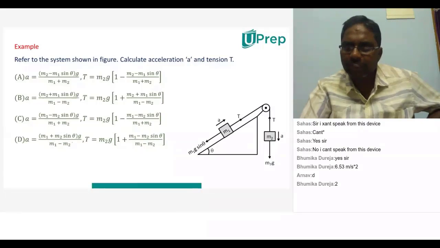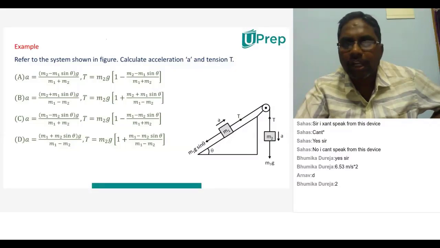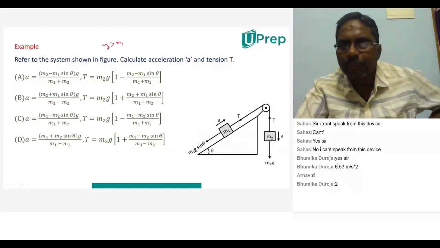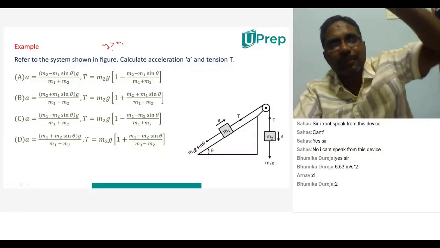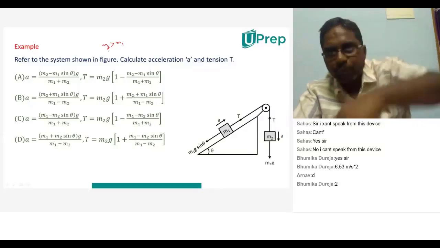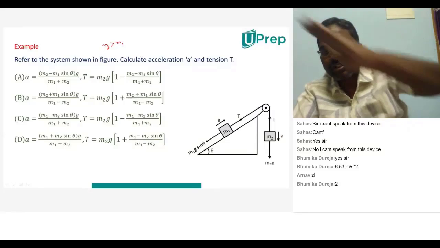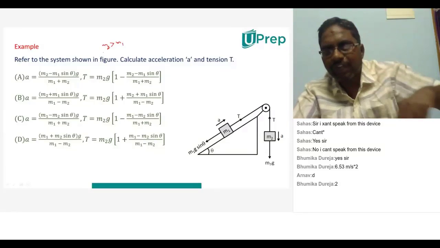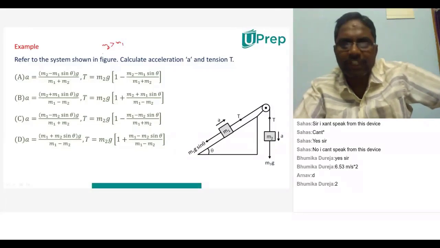And observe carefully. In the diagram, you have to think that according to the problem, as M2 is moving down, the mass of the second object is greater than the mass of the first object. M2 is greater than M1. That's why the total system is moving down. That means M2 is moving down and M1 is moving up on that inclined surface. Okay, M2 is greater than M1.